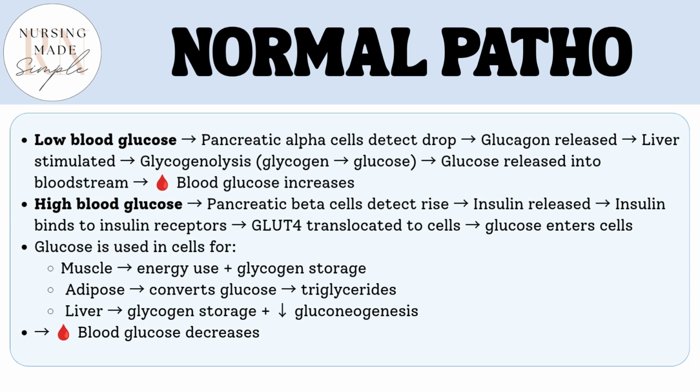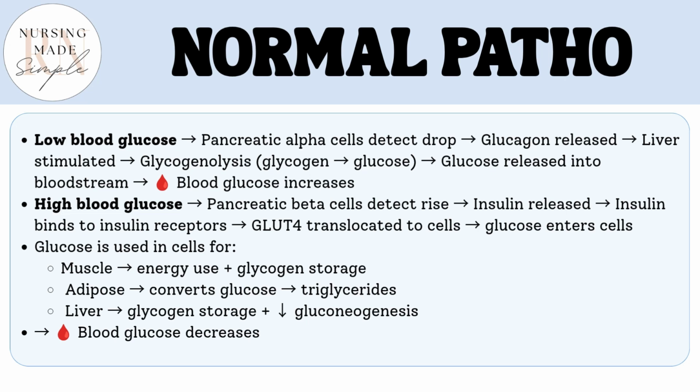With high blood glucose, the pancreatic beta cells detect the rise in blood sugar. Insulin gets released. Insulin then goes and binds to insulin receptors. GLUT4 is used to translocate the glucose to the cells, and then the glucose is able to enter the cells for use. Glucose can be used for multiple different things depending on which cells it is brought to.